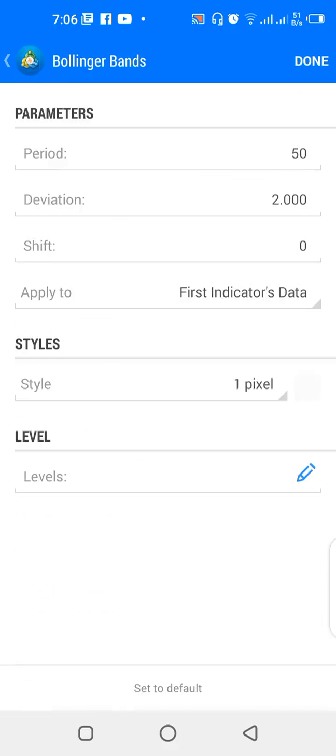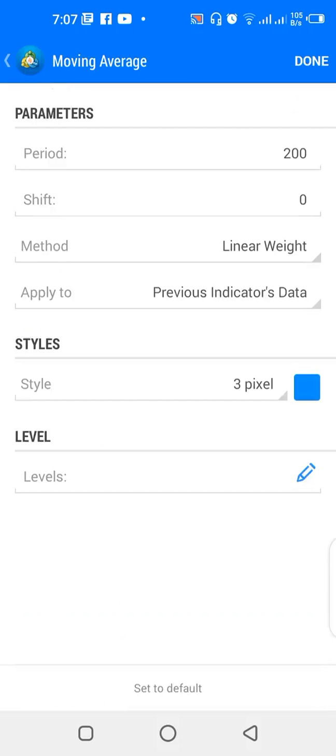Then we have Bollinger Bands. Period is 50, deviation is 2.0, shift is 0, apply to first indicator's data. The color of the style is expected to match the background color of your chart. Then we have moving average, 200 period, linear weight, apply to previous indicator's data. Shift is 0. The color is blue.